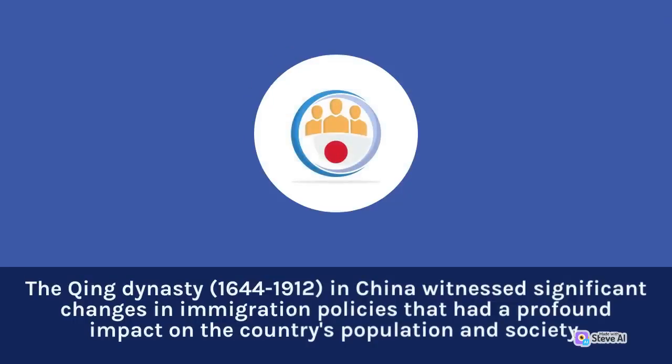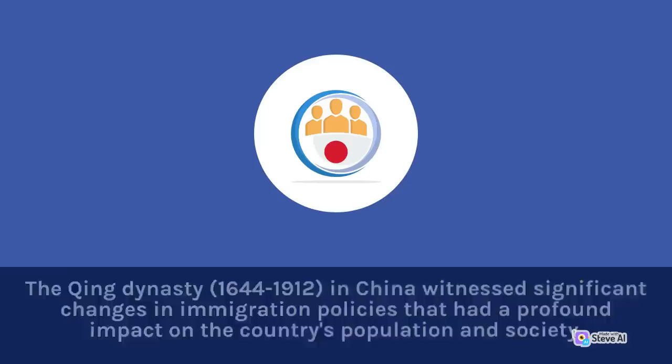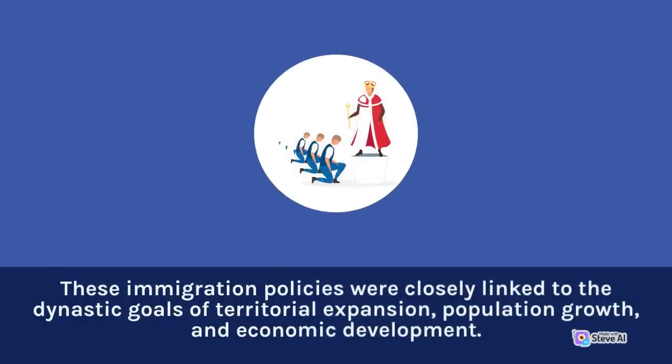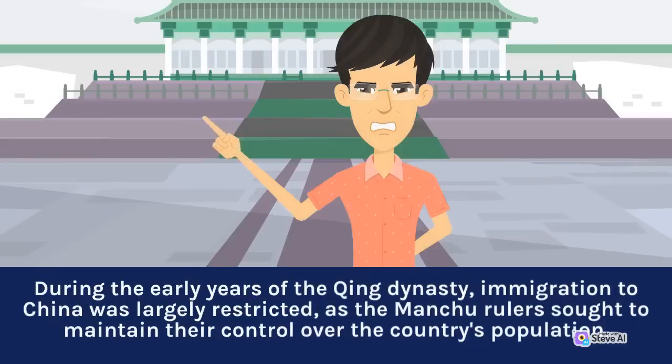The Qing Dynasty, 1644 to 1912, in China witnessed significant changes in immigration policies that had a profound impact on the country's population and society. These immigration policies were closely linked to the dynastic goals of territorial expansion, population growth, and economic development. During the early years of the Qing Dynasty, immigration to China was largely restricted, as the Manchu rulers sought to maintain their control over the country's population.